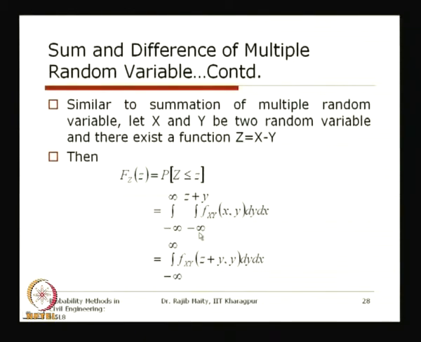Here also, following the same procedure that we have done for the summation, the upper limit for the first integration with respect to dy should be minus infinity to z plus y. After doing this, over the entire range of x, you get the joint distribution for z plus y. You are replacing x, and this is a double integration over the entire range of x and y.